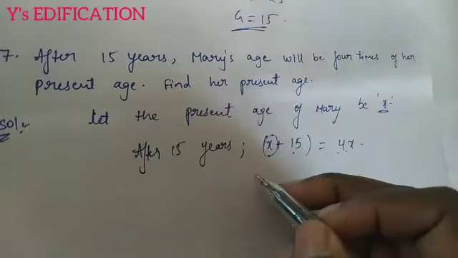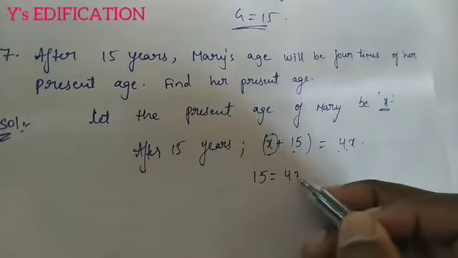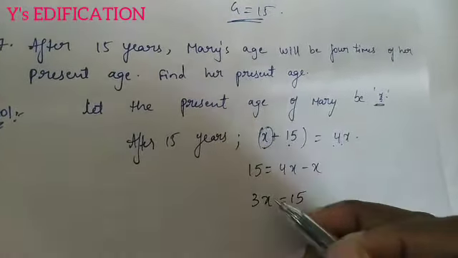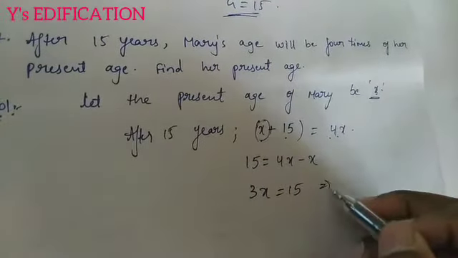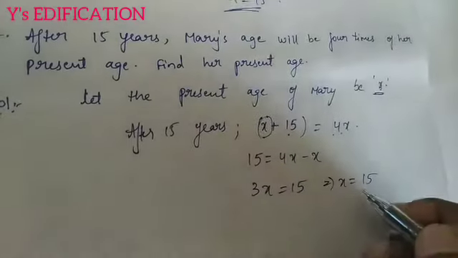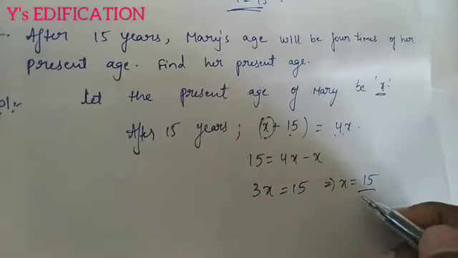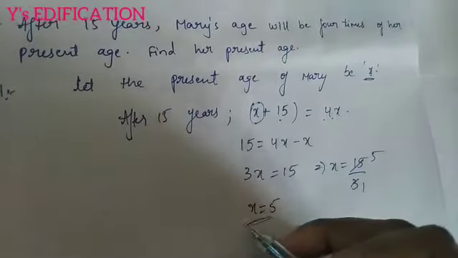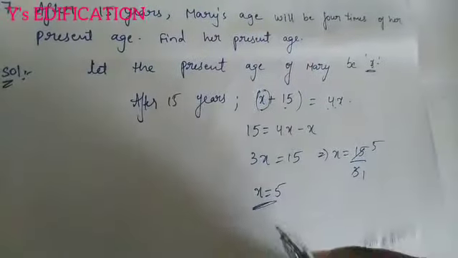So we have to find out the value of x. Write down the variables on one side. 15 is equal to 4x minus x. 4x minus x is 3x, equal to 15. So we want the x value. x is equal to 15 by 3. This is multiplication; when we transpose, it becomes division. So 3 into 1, 3 into 5. So the x value is 5. So the present age of Mary is 5.